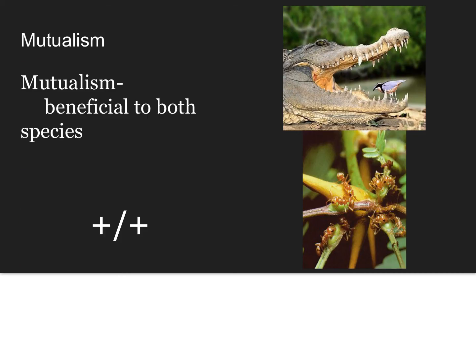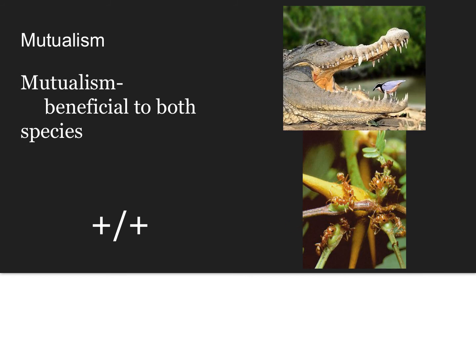For mutualism, when you think about mutual, you think it's both parties, so this means it's beneficial to both species. So it helps both species. So we get a positive, positive. So in this picture over here, the crocodile interacts with this little bird, and what this bird does is it actually eats parasites and other insects that actually harm the crocodile. So the bird gets food out of it, and the crocodile gets to get rid of those things that could harm it. So that's a positive, positive.